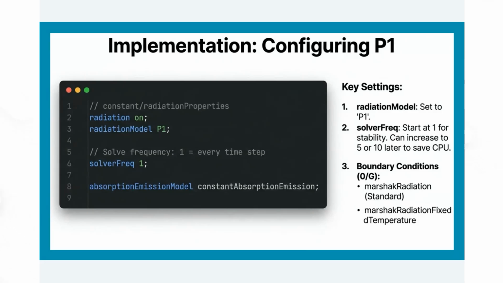the boundary condition, the MarshakRadiation condition. So P1 requires a unique boundary condition in the 0 folder. The field variable is going to be called G, incident radiation here. In that, we do not use fixed temperature. Instead, we want to use MarshakRadiationFixedTemperature. This essentially acts as a virtual window, allowing your radiative flux to diffuse into or out of the wall based on the temperature difference between your wall and the fluid. So it is a standard boundary condition for all diffusion-based radiation models.